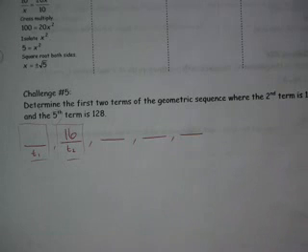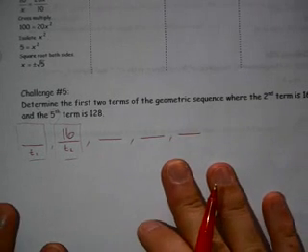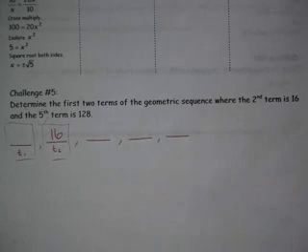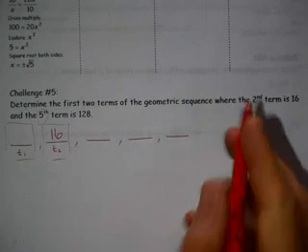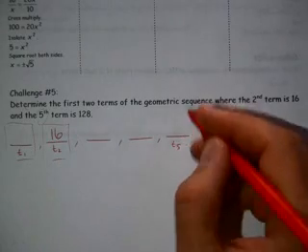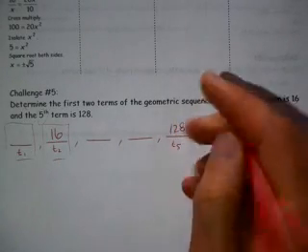But we have the second one. The second term is 16. And the fifth term is 128. 1, 2, 3, 4, 5. This is T5, and it is 128.